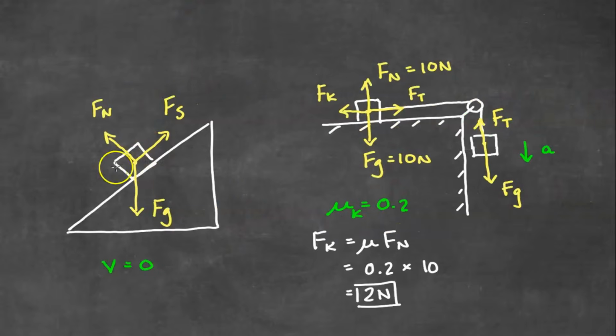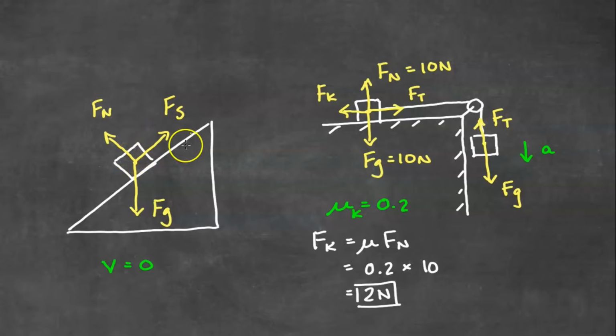On the left, we have a box on an incline, and this box is not moving. The velocity is equal to 0. So what are the forces acting on this box? I like to always start with Fg because all objects will have gravitational force pulling on them. So that's going straight down. The normal force is perpendicular to the incline, so it's in that direction. And then the static friction is going to be along the surface, and it's preventing it from sliding down.